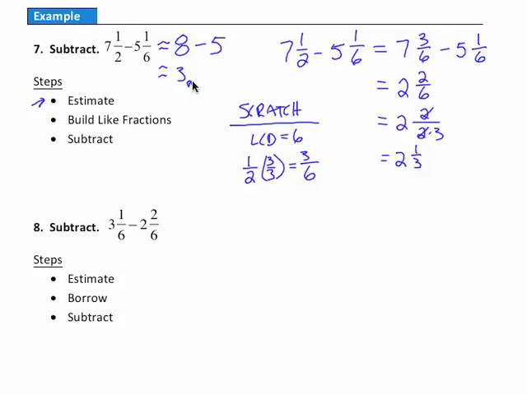Example 8. Subtract 2 2/6 away from 3 1/6. Well, again, we'll start with our estimate.